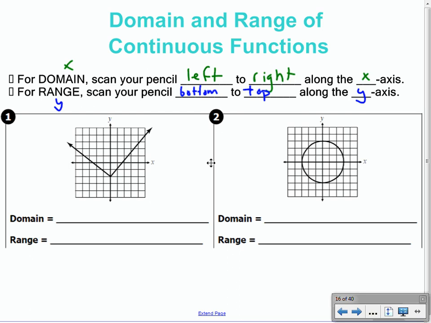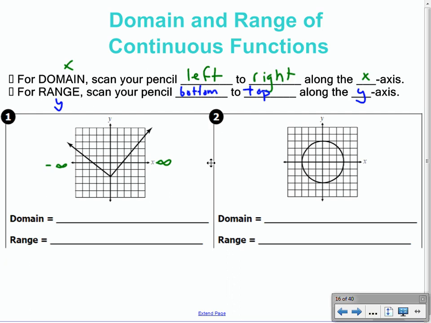So here's what that looks like. For number one, okay, remember these arrows mean that this graph is going forever in that direction. So on the left side, our arrow is going left and up forever. Okay, if it's going left forever, that means that it's really extending into negative infinity territory as it moves to the left. And as it goes up and to the right, it's approaching positive infinity. So our x values span all the way from negative to positive infinity, giving us a domain of all real numbers.